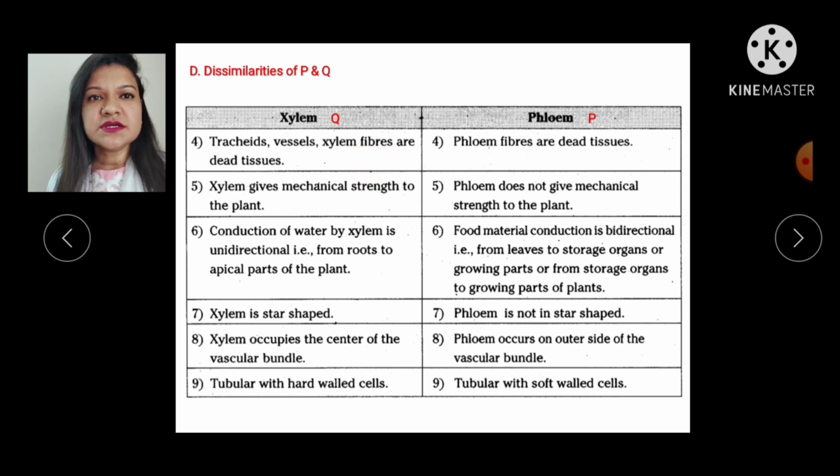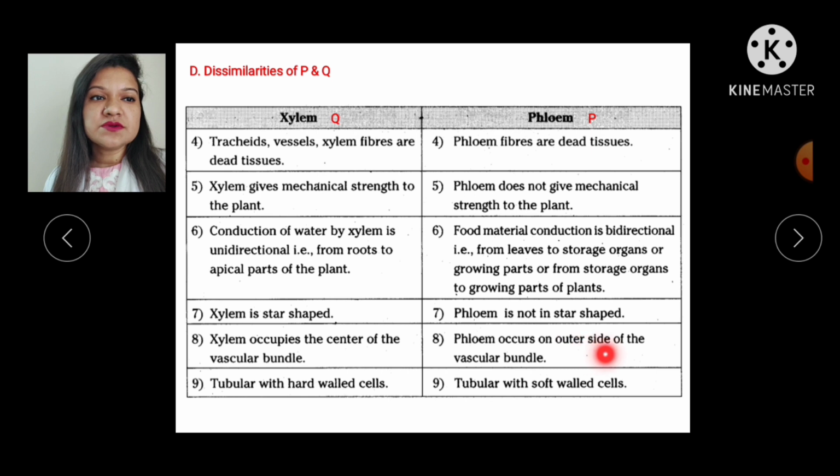Xylem fibers are dead tissues. Phloem does not give mechanical strength to the plant, but xylem gives mechanical strength to the plant. In phloem, food material conduction is bidirectional, that is from leaves to storage organs or growing parts, or from storage organs to growing parts of plants. In the other way, conduction of water by xylem is unidirectional, that is from roots to the apical part of the plant. And then phloem is not star shaped, but xylem is star shaped.